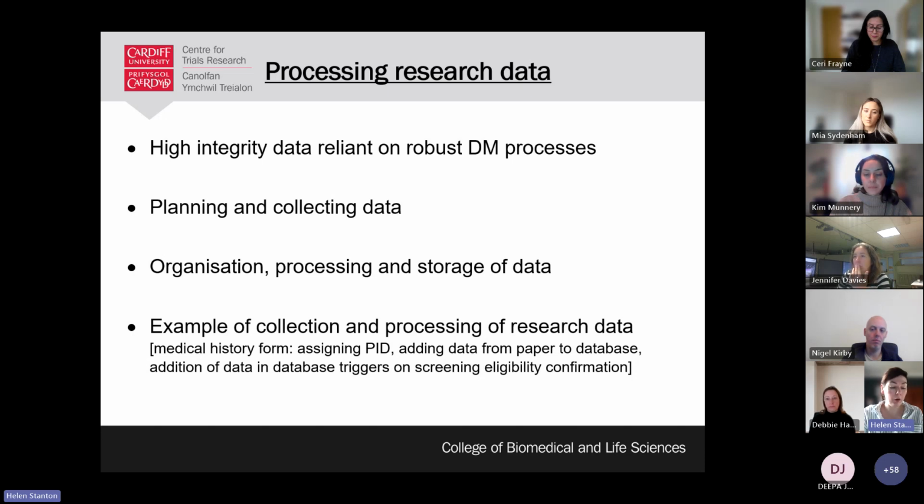It could mean transferring the information from the paper medical history form to a database for secure storage, or it could mean adding and saving the medical history data in the database, which could trigger a planned message on the database stating that the participant is now eligible to be randomised into the study. And this just demonstrates that a good deal of data processing could have happened before a participant has even been randomised into a clinical trial.